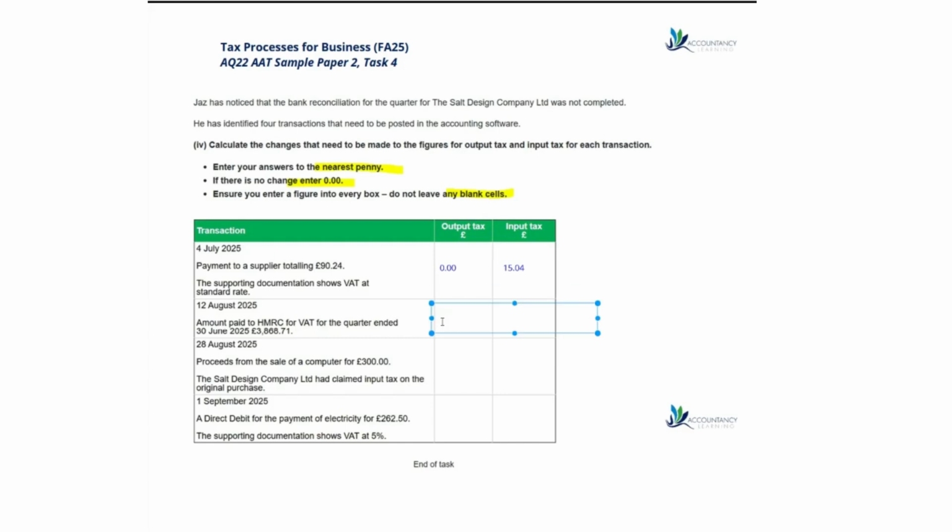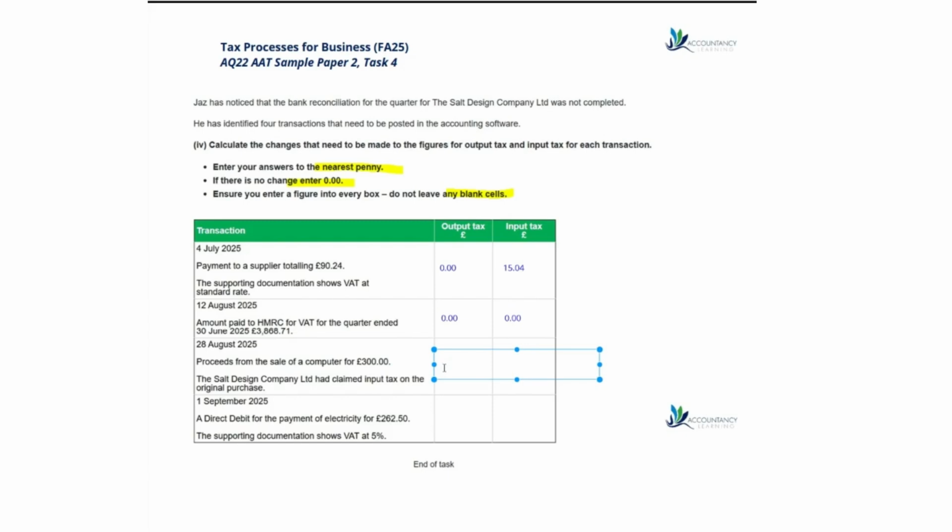Now the next one is an amount paid to HMRC for VAT for the quarter ending the 30th of June 2025 of £3,868.71. Now, this is a payment for VAT, so this won't have any impact on the output tax or the input tax. So we will put 0 in both columns.